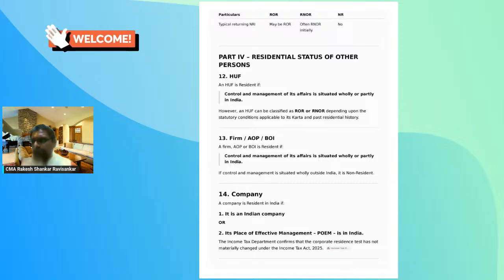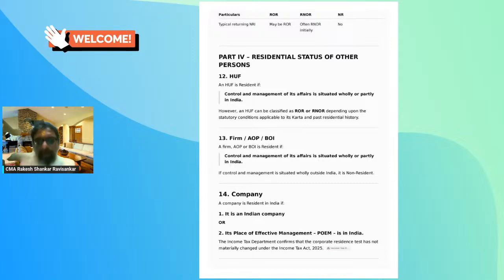Next, a firm, AOP, or a body of individuals. If their control and management of the affairs are wholly or partly in India, then they are called resident in India. If the control and management is situated wholly outside India, then they become non-resident. Only for the individuals and the HUF, we have the additional conditions for resident. For all other classifications of the assessee, either they can be a resident or a non-resident.